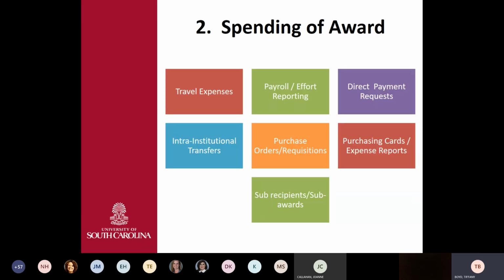So then that takes us to step 2, and that's you've received your award, you reviewed your award, now it's time to spend your award. And these are the most common types of ways you can spend it. You can spend it traveling, on payroll, you can submit direct payment requests, P-cards, purchase orders, IITs or intra-institutional transfers, or you can sub out a portion of it. You may have sub awards, so you're taking part of your award and enlisting others to help you complete part of that research.